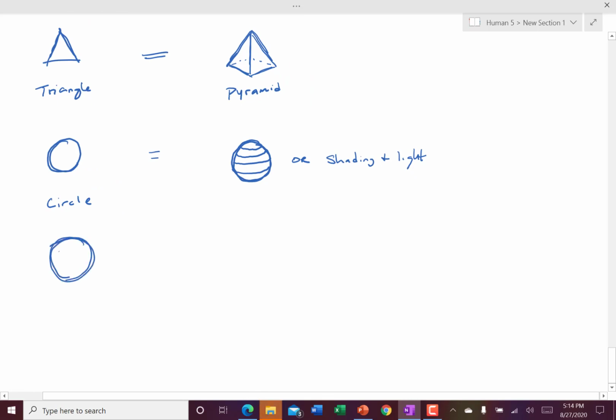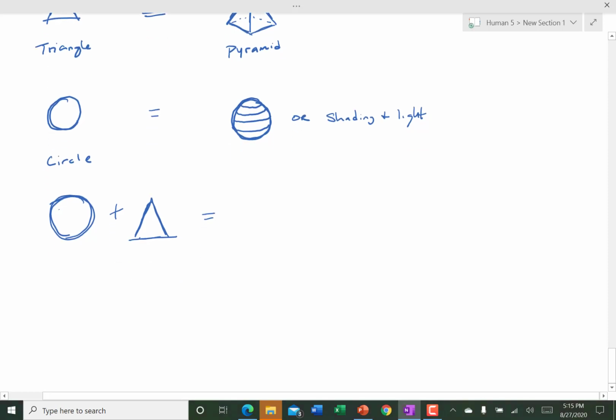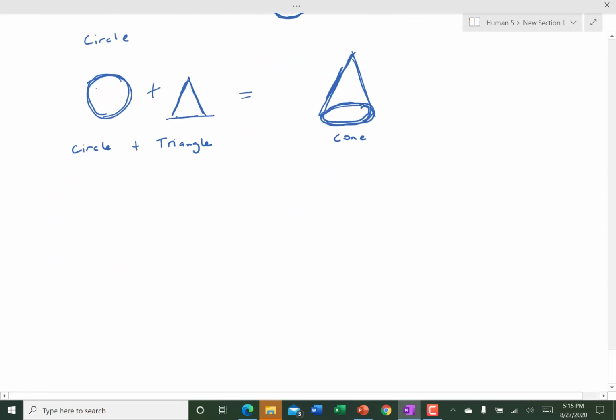All right, there. Okay, so a circle plus a triangle. Then what do you get? You get the cone. So you have the circle, and there you have the cone. And we can go with the last one, we look at the cylinder. You have a circle plus a rectangle.